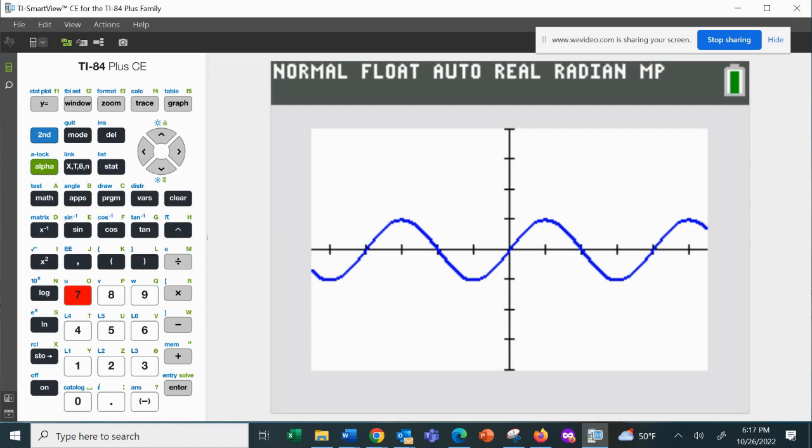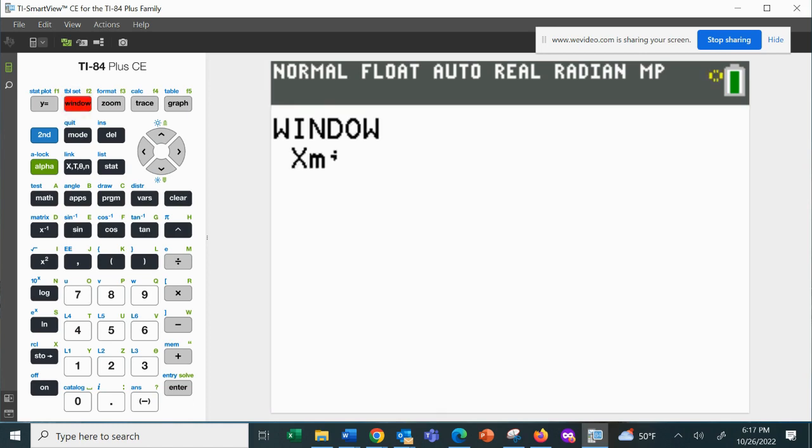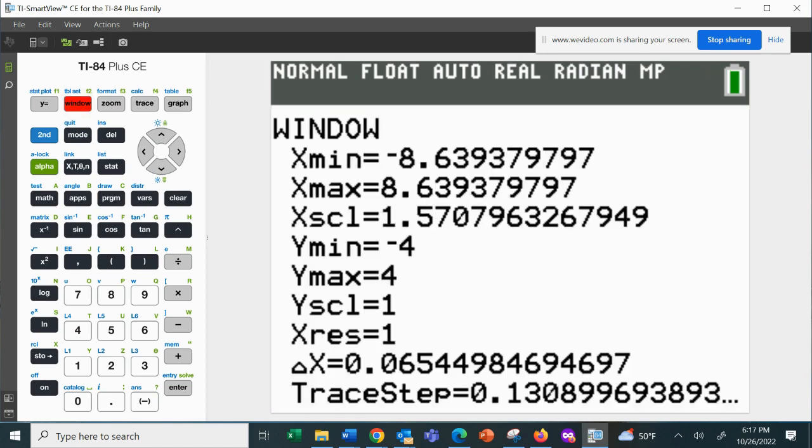What I want to show you, though, is what the x's are counting by. If you click on window, it has the X max and the X min. I'm not worried about those. What I'm worried about is what those little tick marks X is counting by. This says 1.57. We should recognize 1.57 because that is half of 3.14. So the X's are counting by pi over 2's when you hit that zoom trig. The Y's are counting by 1's. The scale is what they're counting by.